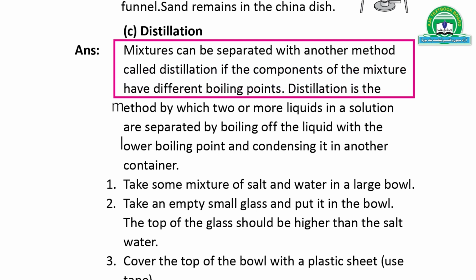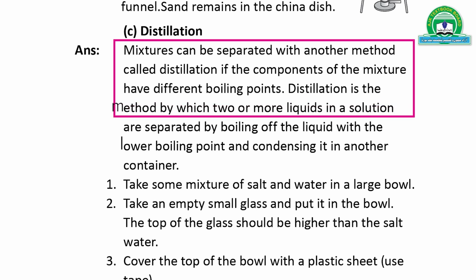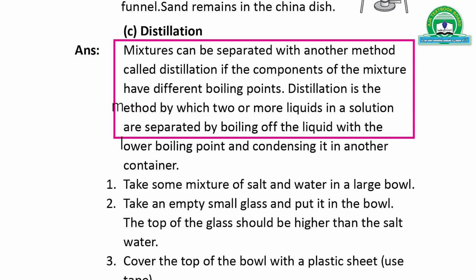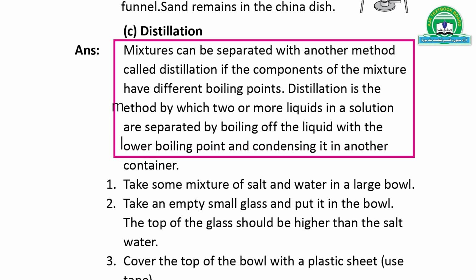boiling points. Distillation is a method by which two or more liquids in a solution are separated by boiling off the liquid with the lower boiling point and condensing it in another container.